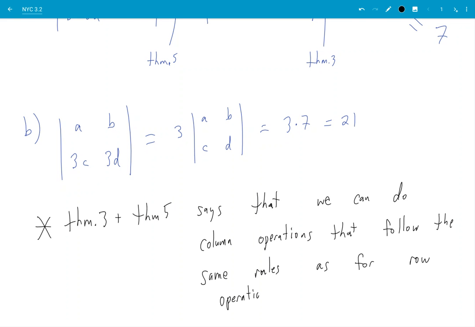Okay, I don't think this is ever necessary, but it's something you can do if you want to. Okay, so you can do column replacements, column interchanges. And as long as you basically take Theorem 3, replace the word row with column, and as long as you follow those rules, it's still valid.